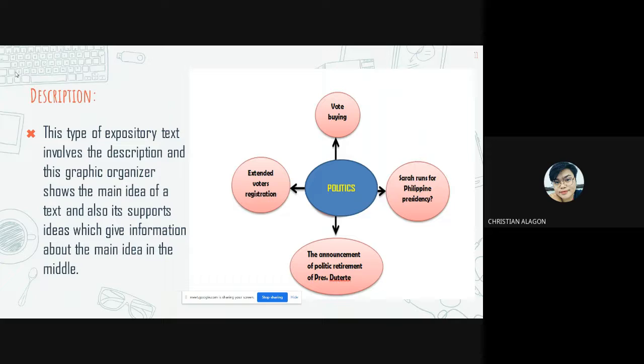What do you think is the main idea in that graphic organizer? It's about politics. So how do we describe our politics today? It's vote buying, extended voters registration, Sara running for the Philippine presidency, the announcement of the political retirement of our beloved President Duterte. That is the description of our politics right now. Don't you worry, I have it in paragraph form for you to understand more about description.